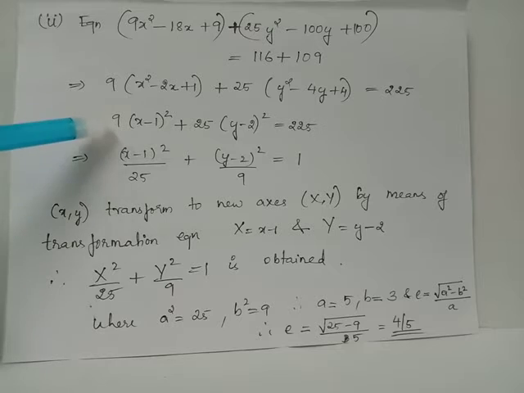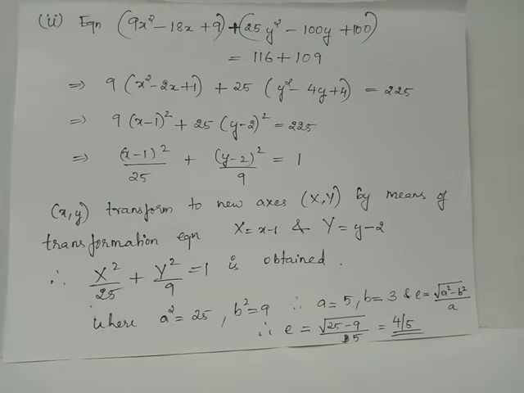When you divide both sides of this equation by 225, you have the RHS becoming 1 and LHS becoming (x − 1)²/25 + (y − 2)²/9, since we have 9/225 = 1/25 and 25/225 = 1/9.